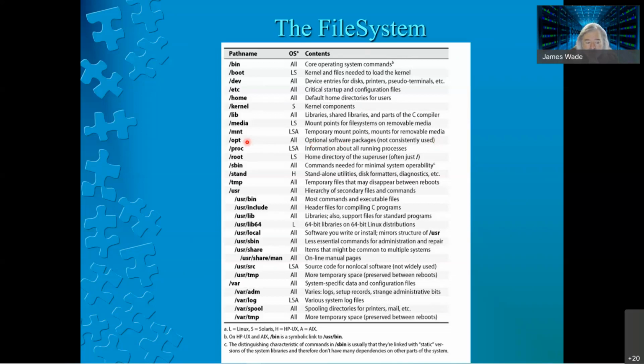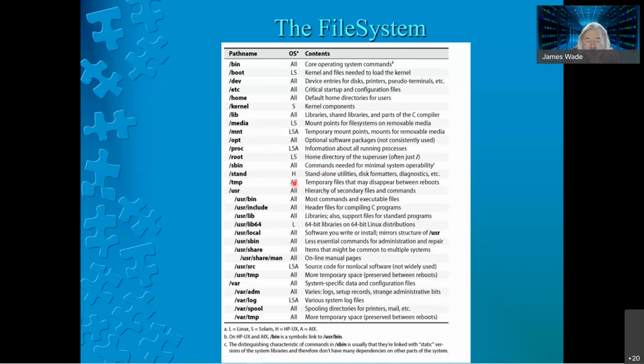Here's that /proc we talked about today. /root, well, that's in Linux and Solaris, the home directory for the root account. /sbin, this was usually commands that the systems administrator would use. They were more administrative type commands. /stand, standalone utilities. This is HP-UX.